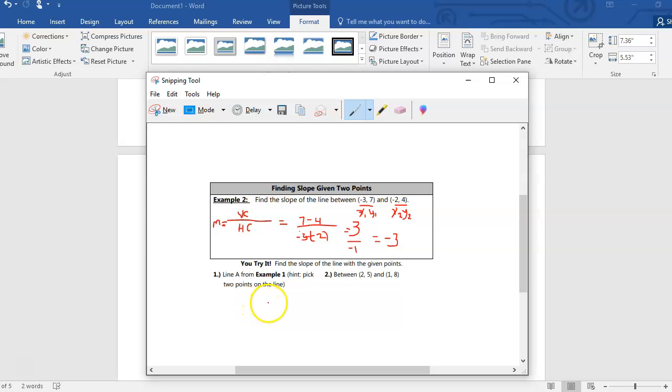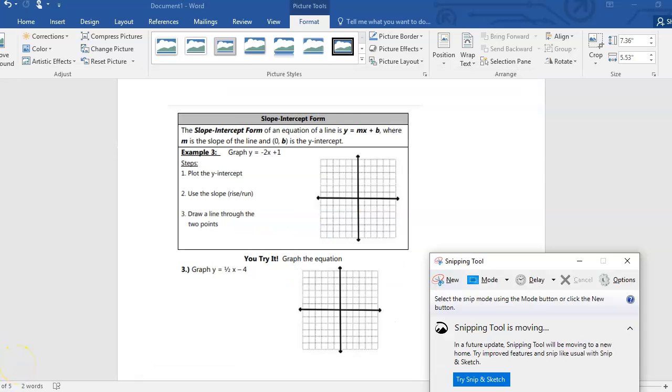It says, you try. All right, I want you guys to take a second, pause the video, and try finding the slope between the 2 points. All right, did you get -3? If you did, go ahead and give yourself a pat on the back. All right, let's move along.